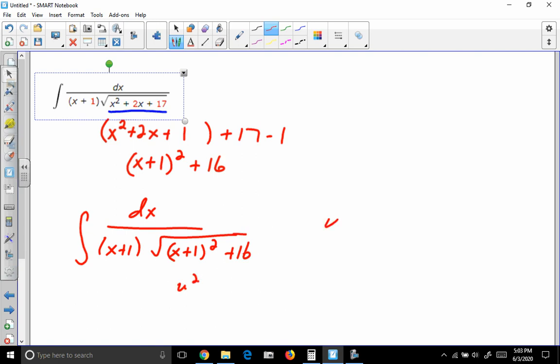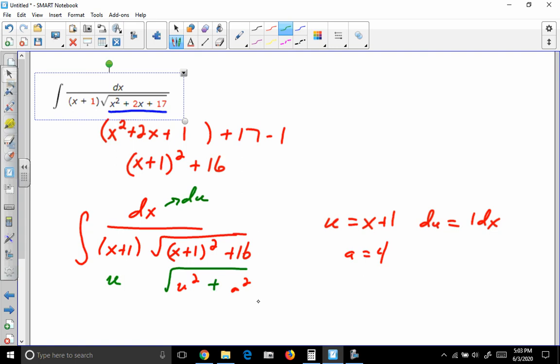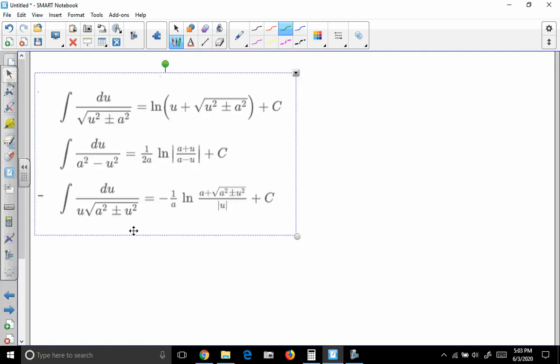So this is u squared. So u is x plus 1, which would make du 1 dx. This is a squared, which would make a 4. So it looks like we have du there, u here, and then the square root of u squared plus a squared, which is this one, using the plus sign. So when we integrate that, we get this using the plus in the middle.